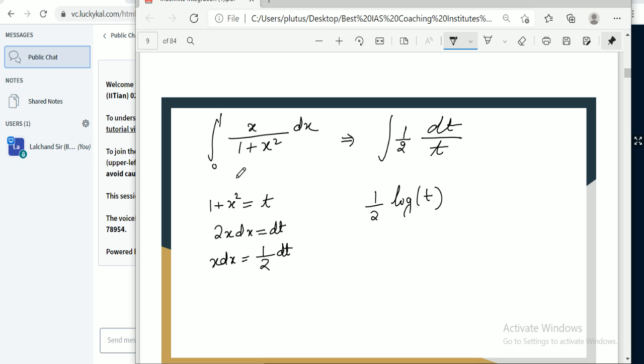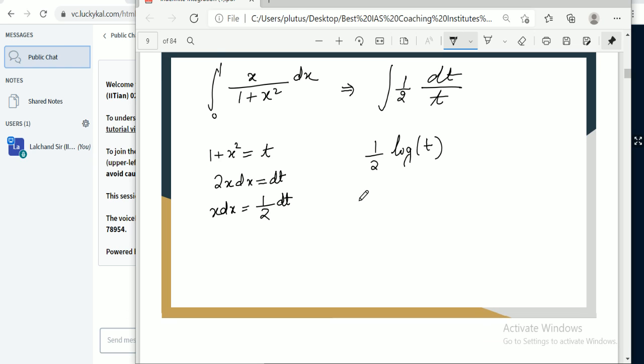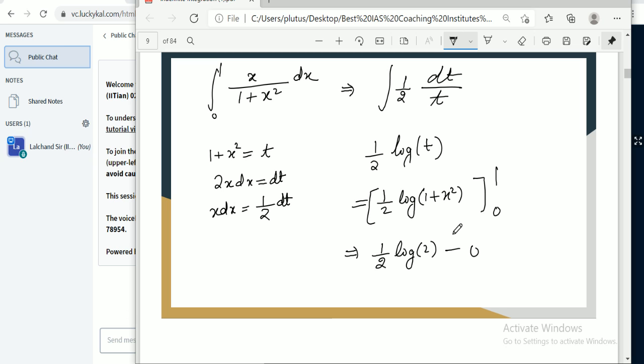If we integrate this, then I have 1 by 2 log of t. If I substitute back the value of t, we do not need to convert the limit into t, so we can use the same limit of x. So 1 by 2 log of 1 plus x square. Now we can use our previous limit, 0 to 1. If I use 1 here, then I have 1 by 2 log of 2, and at 0 it is 0. So our answer is log 2 divided by 2. This is the final answer.